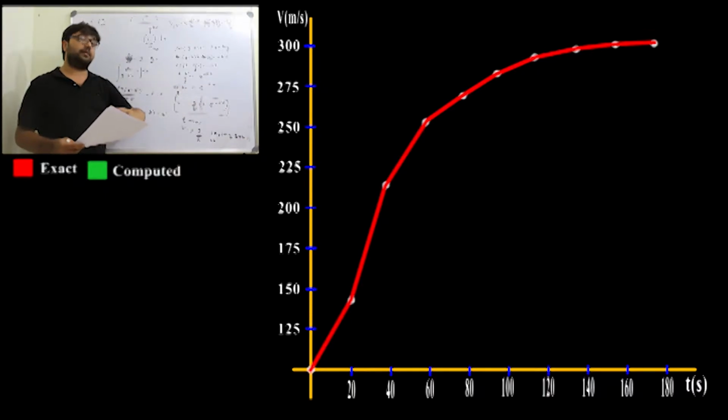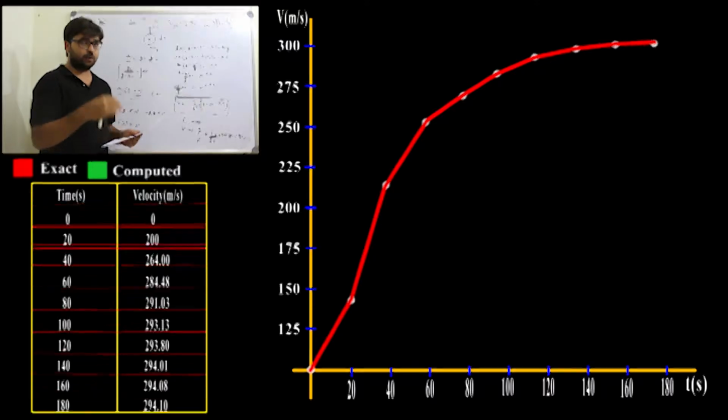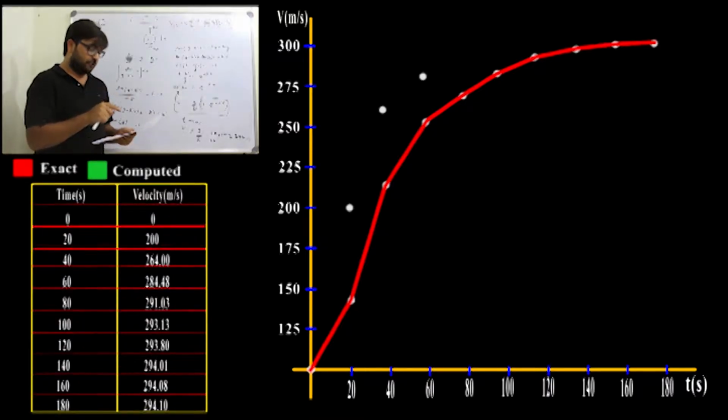Now I will get back the computed numbers that we have got and plot the graph on the same graph. So I have the values here on the same paper. Again, for computed, we knew that V0 was 0. Let's bring the table here also, so you can see from the table. I'm reading from the paper here. So V0 was 0. V20 we calculated as 200. So this is where I'll plot 200. V60 is 284.48. V80 was 291.03. V100 was 293.13.